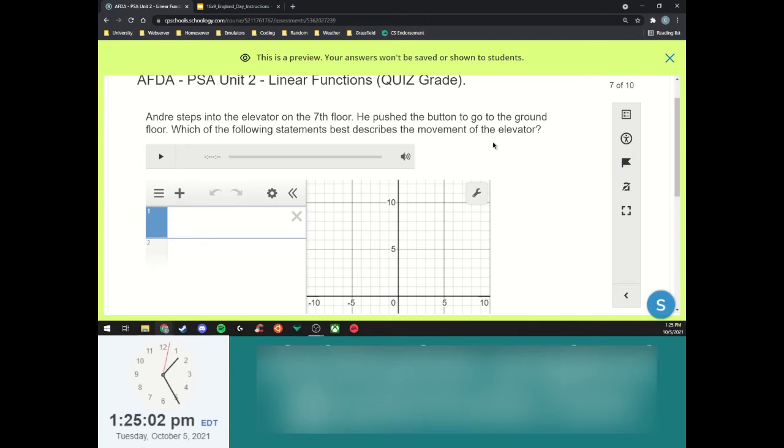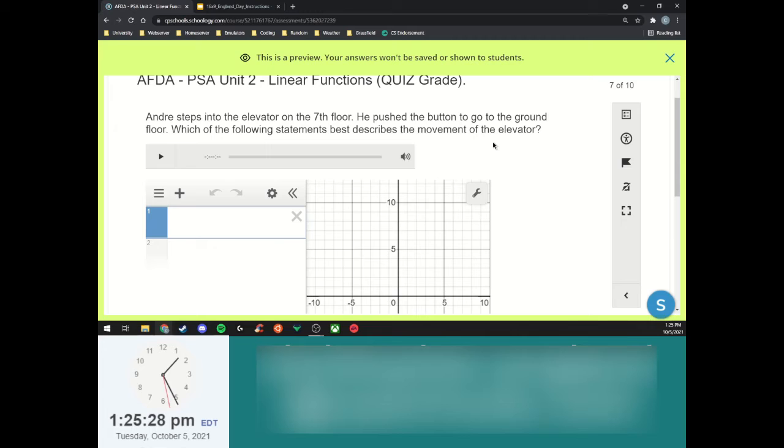Alright, now we're given a word problem. Andre steps into an elevator. What do we know about elevators? They go straight up and straight down, right? This is Charlie in the Chocolate Factory. Elevators go straight up and straight down. So if we draw this, we can draw an elevator. He gets on the 7th floor, pushes the button to go to the ground, so he's going down.